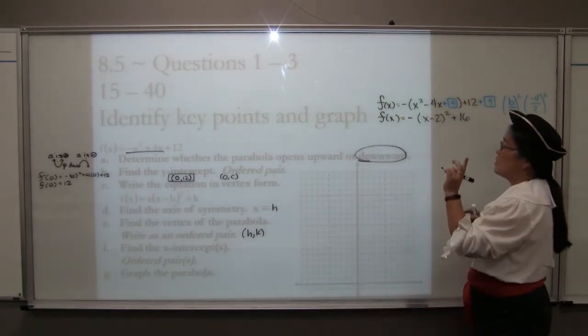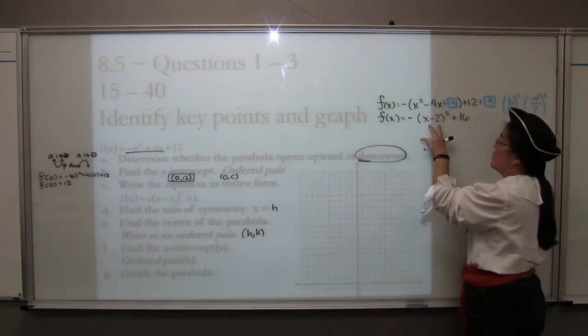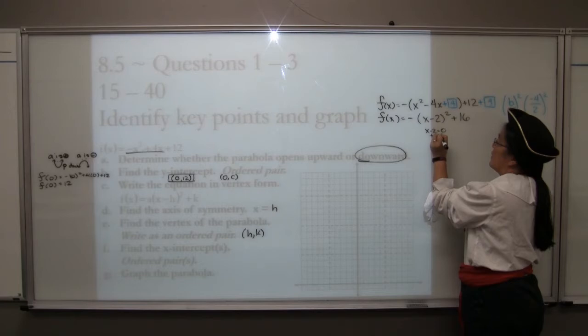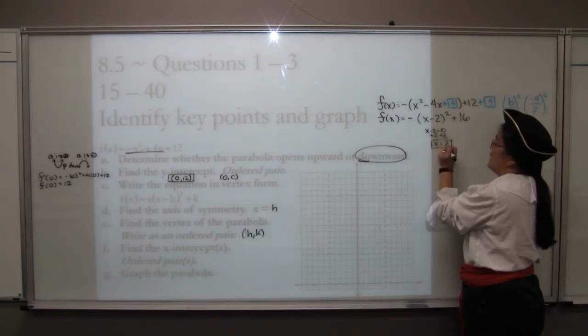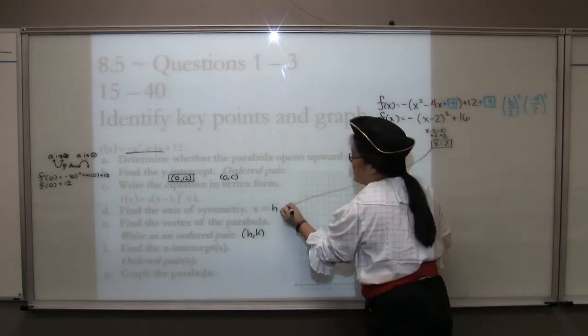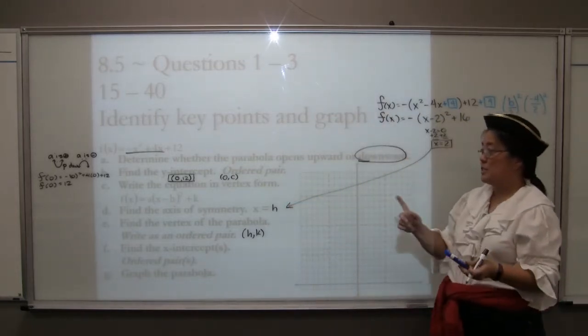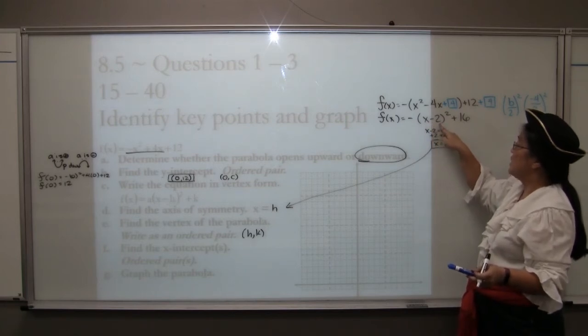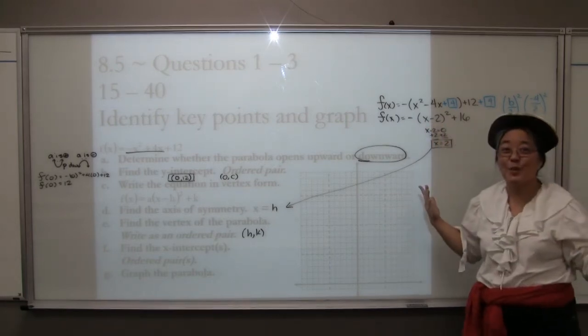Now, let's take a look at this. We've done this before, back in Chapter 5. That is the axis of symmetry. X is equal to H. Let's take a look. X minus H, X minus the H number. H is 2.